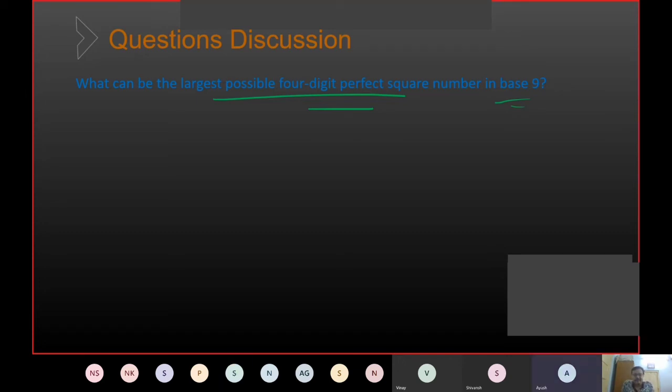Sir, is this the largest possible 4-digit decimal number in base 9, or the largest 4-digit perfect square in base 9? Do we have to calculate the decimal number that is 4-digit and a perfect square in base 9, or just the base 9 part? No, no. Get a number in base 9. All right.